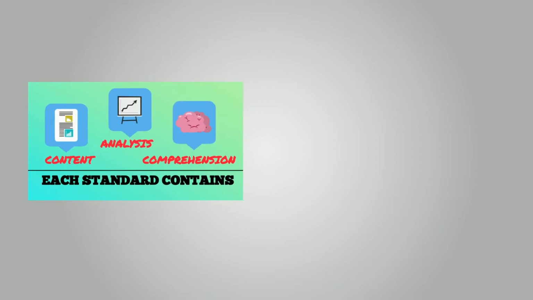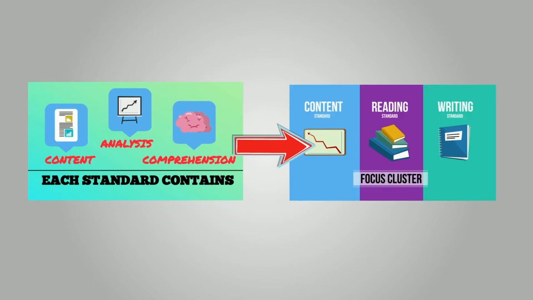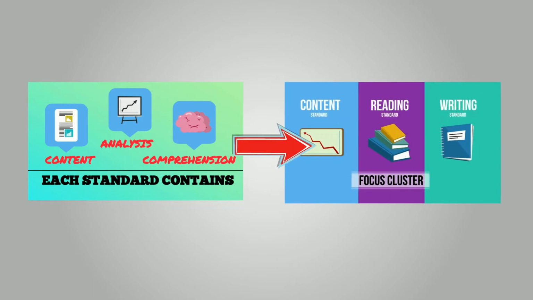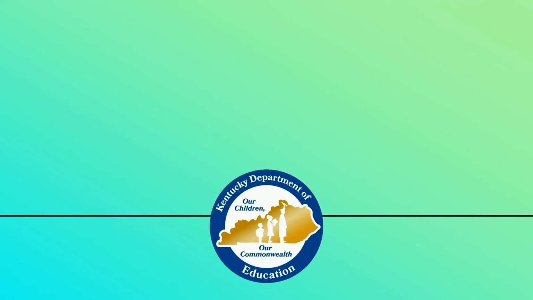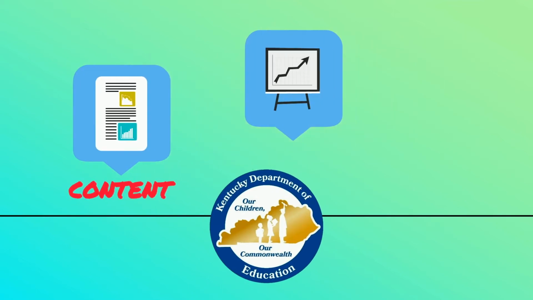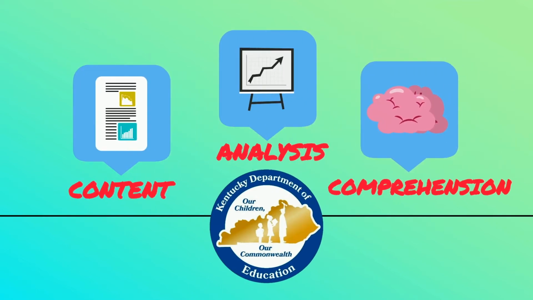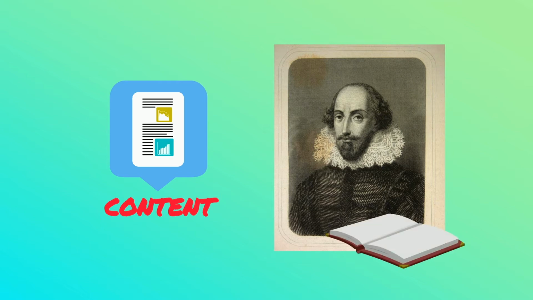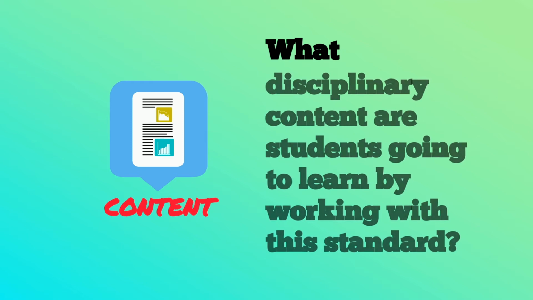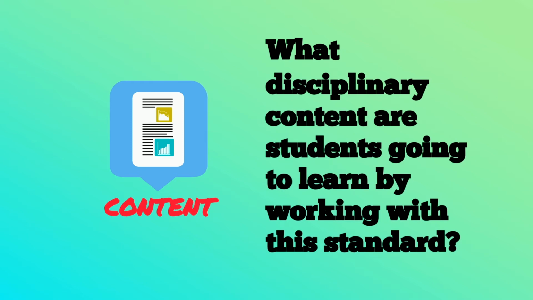Reviewing how multidimensionality works in a standard can aid you in choosing your focus cluster. Each Kentucky academic standard for reading and writing has content, analysis, and comprehension dimensions built into it. The content of a standard refers to the tools of an author and the objects of literacy woven into the skills students must access and apply when developing comprehension and performing analysis. Think of this as the what of each standard. What disciplinary content are students going to learn by working with this standard?